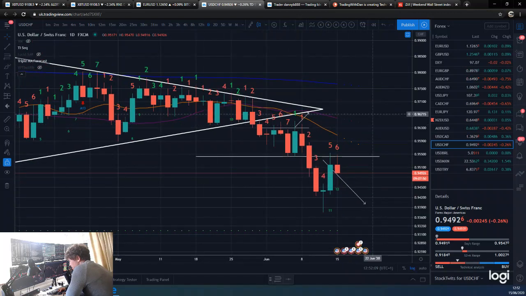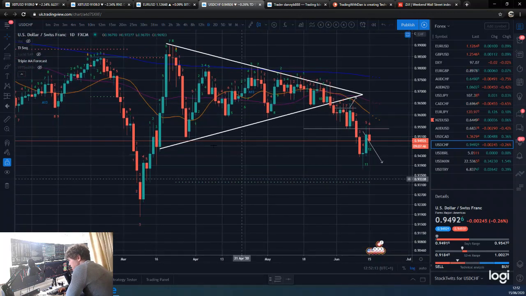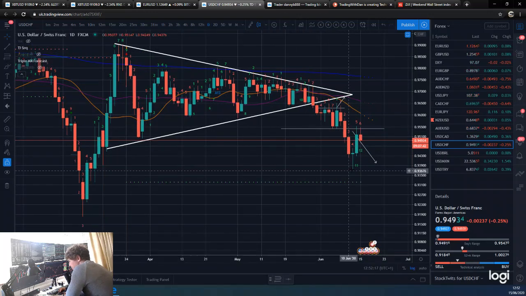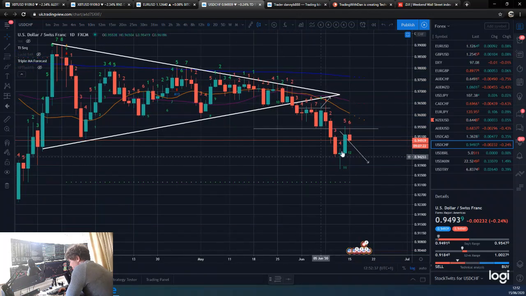Right, US dollar, Swiss franc. So yeah, I mean this one's just dropping out of a very large pattern. So to be honest, it's not far off its projected target. So this distance was probably about the projected target. So you could argue that this is potentially being played out. Yeah, maybe a bit more then. But yeah, let's get rid of that.